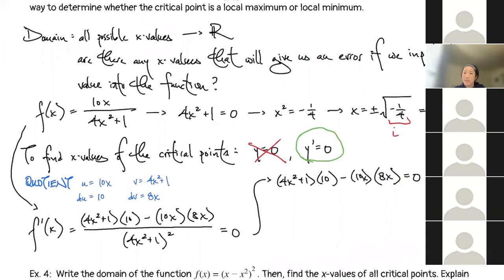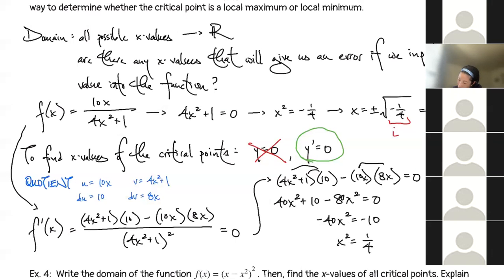All right, so let's deal with this numerator now. I'm going to go ahead and distribute that 10. We'll multiply over here. We've got 40x squared plus 10 minus 80x squared equals 0. All right, so we've got negative 40x squared equals negative 10. I've got x squared equals 1/4.